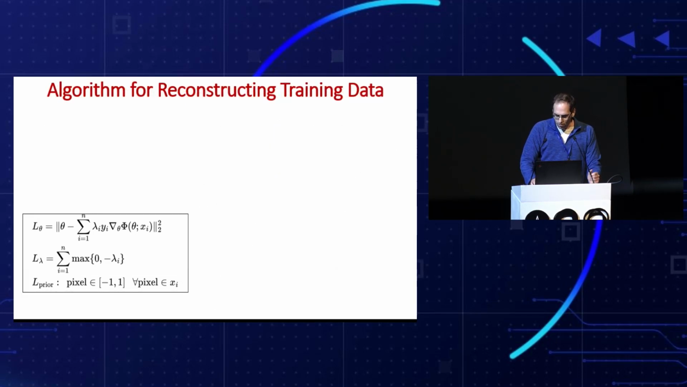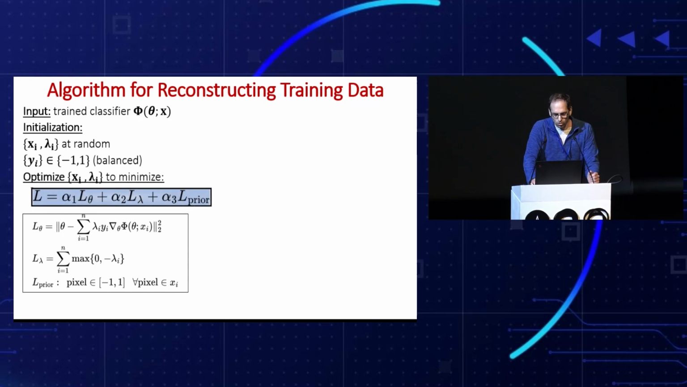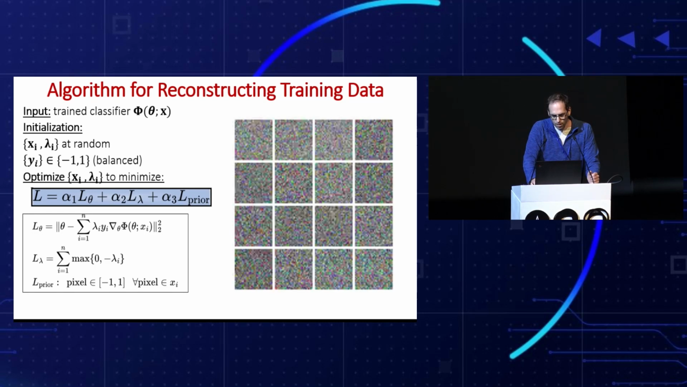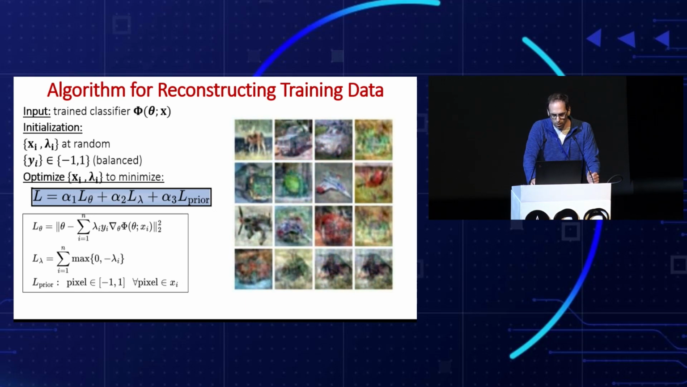The algorithm for reconstructing our training data is as follows. Given a trained classifier phi, we initialize the optimization variables x_i and lambda_i at random. We set the labels in a balanced manner, and then we just run the optimization process to minimize this loss. This is how it looks. See how these inputs, in order to minimize our loss, slowly drift into samples from the training set.